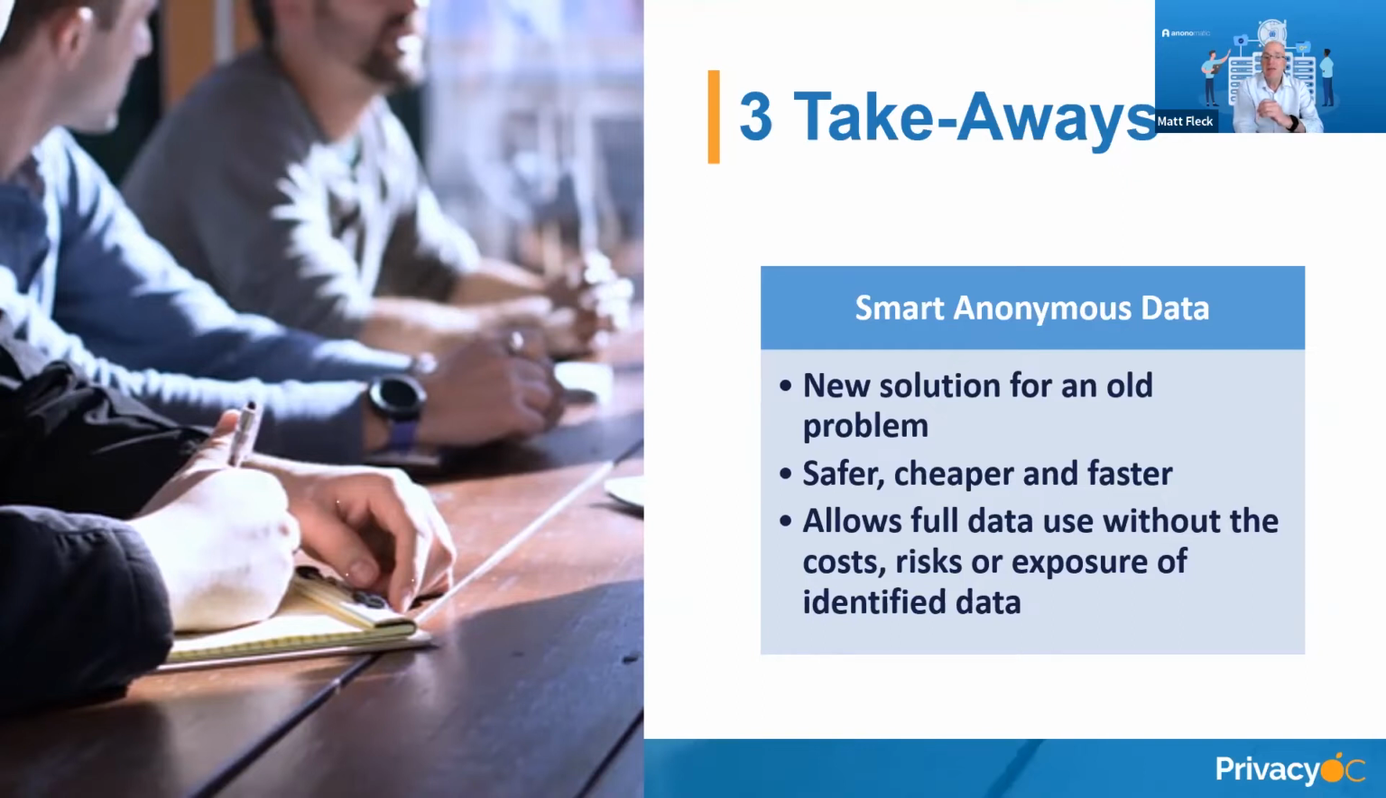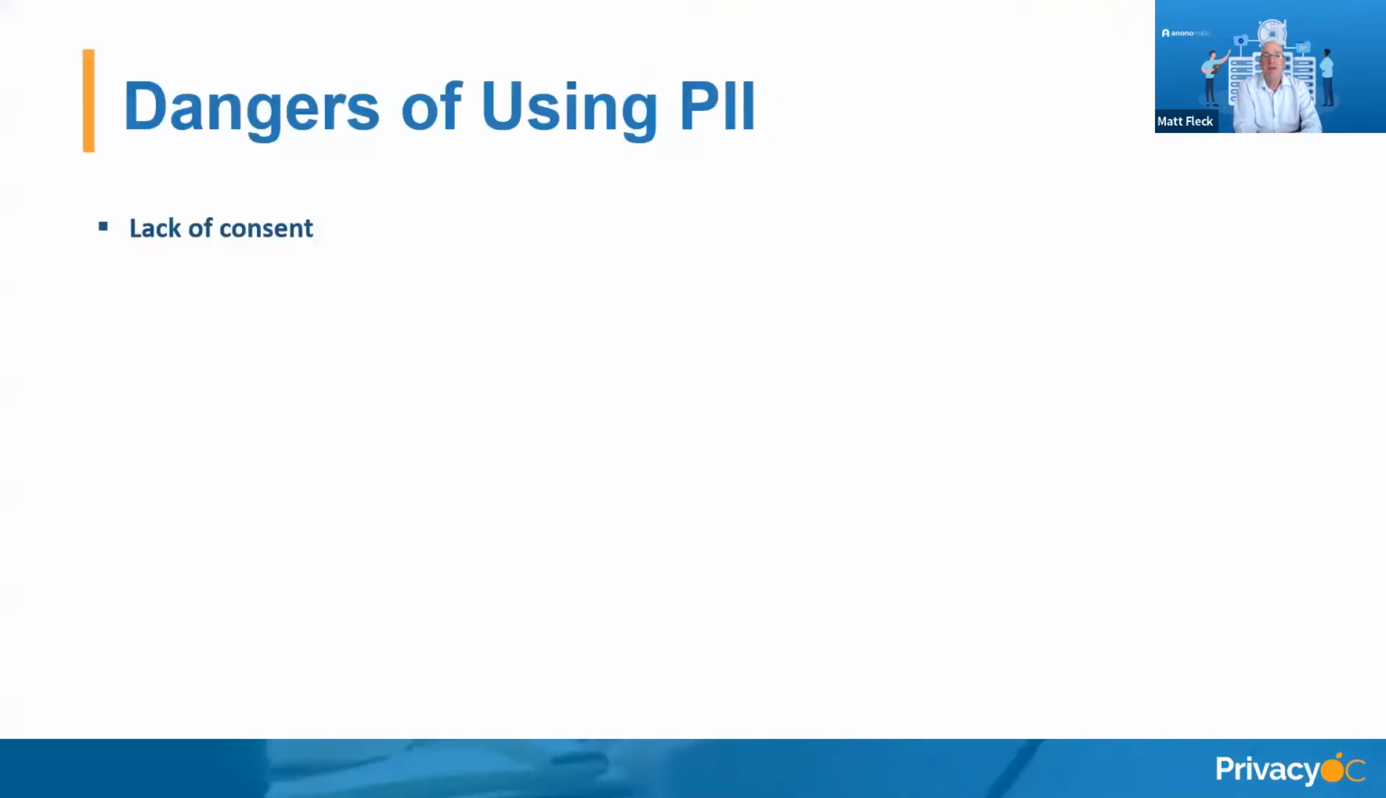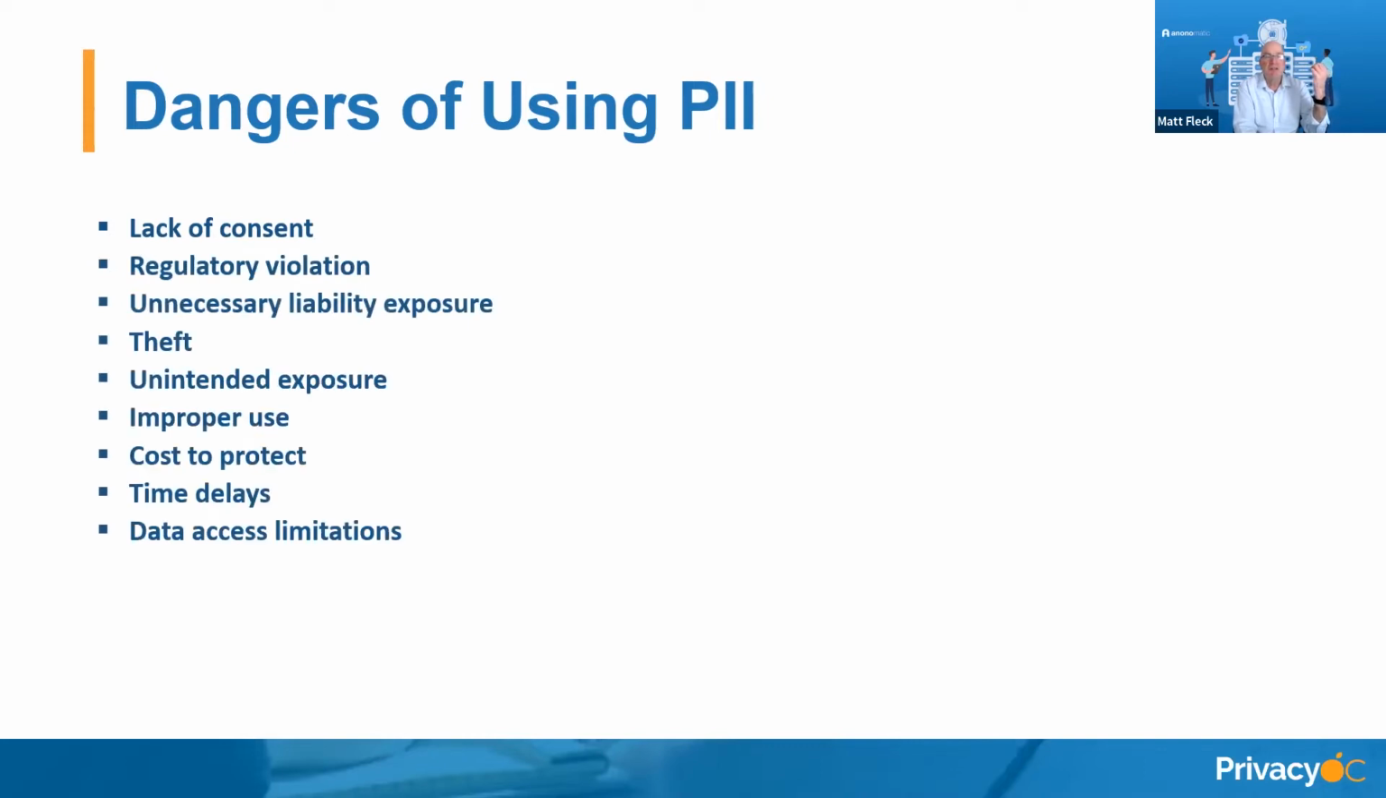And it still allows you the full use of all your data without any of the costs, risks, delays, exposures, NDAs, any of the other things that come along with always using identified data. We're going to talk about all of these items. So the first question is, what are the dangers of using PII inside your data science operations? That's primarily where we're going to focus today. And chances are, if you're listening to this session, watching this session, you have 1, 2, 3, maybe more of these issues that you have to deal with on a regular basis, and quite likely some others.